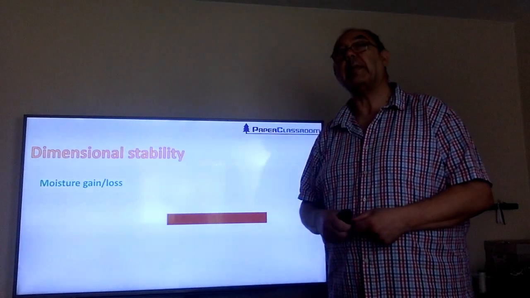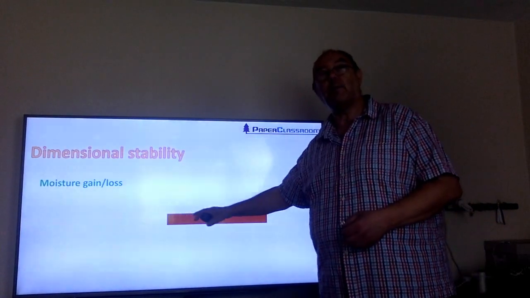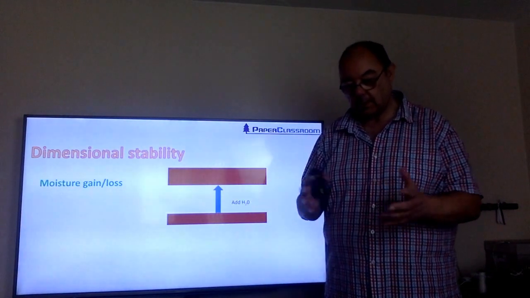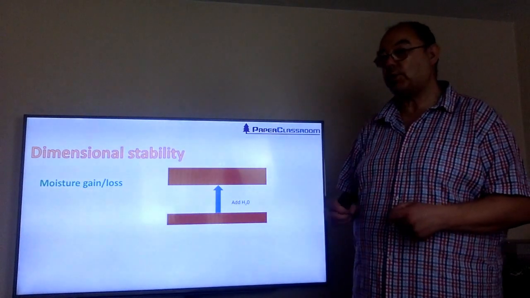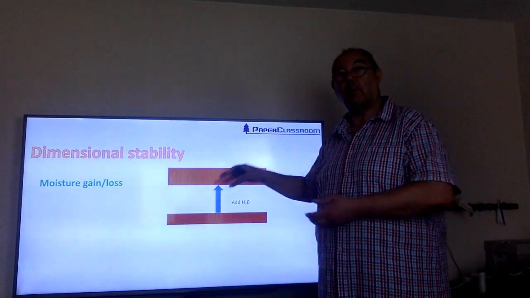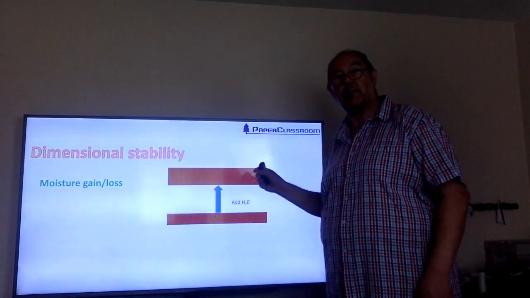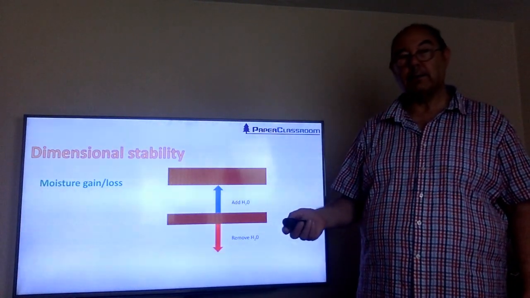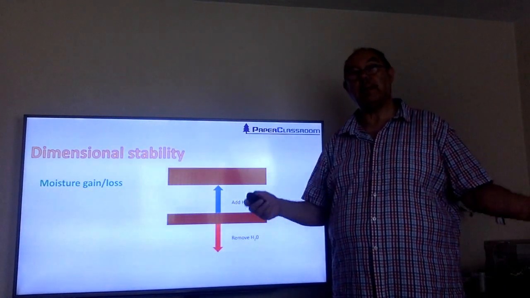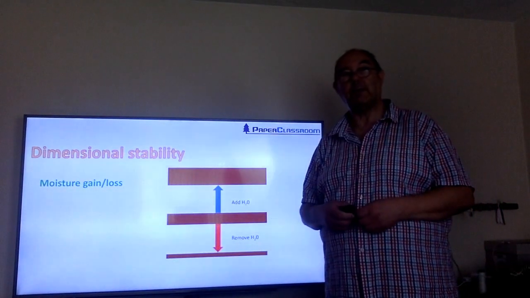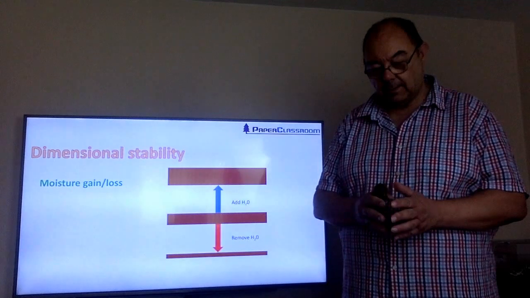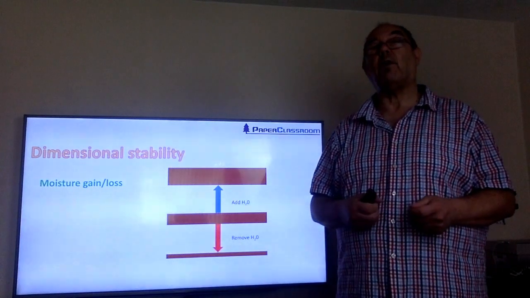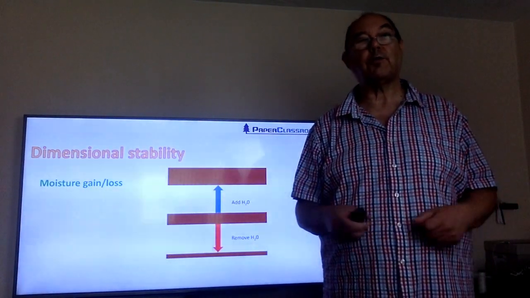If we go back to thinking about an individual fibre, it will have a certain dimension like that. If we put it in a humid atmosphere, it will pick up moisture and it will swell. So it will become fatter, but it will stay the same length. If we put it in an atmosphere that's drier than normal, then moisture will be taken out of the fibre and the fibre will shrink. So if fibres are expanding or contracting depending on the moisture content, then the sheet that they form will also expand or contract.